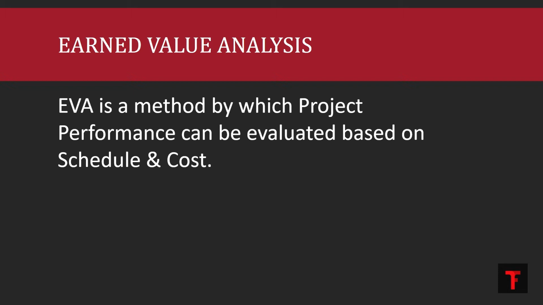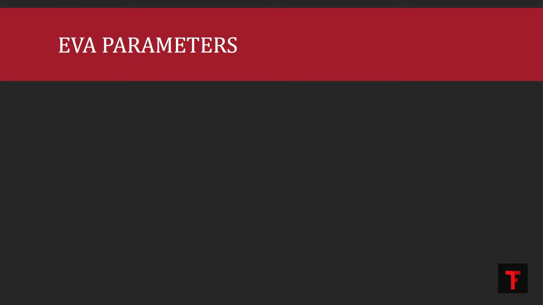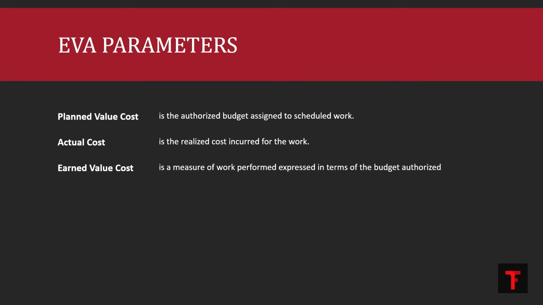Now, to measure this performance, the earned value analysis method uses three basic parameters. The first one is planned value cost. Planned value cost is the authorized budget assigned to scheduled work during the planning stage for a particular amount of work over a period of time. How much did we budget? That's what planned value cost is.